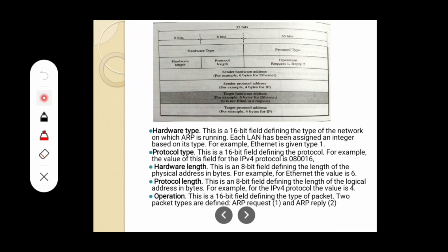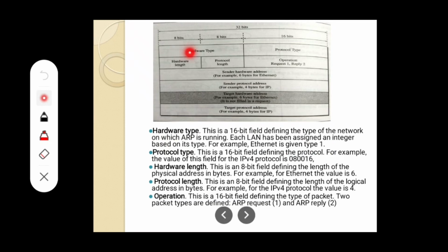Now this is the ARP request and response message format. This is a 32-bit message, and it contains different parts. The first one is the hardware type, then the protocol type. Hardware type is a 16-bit field defining the type of the network on which ARP is running.